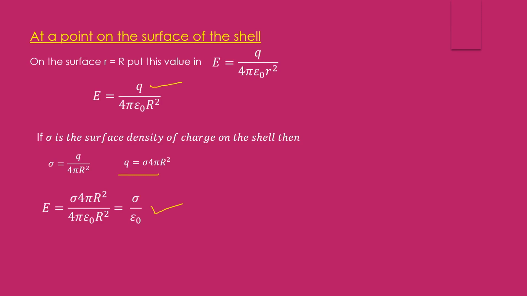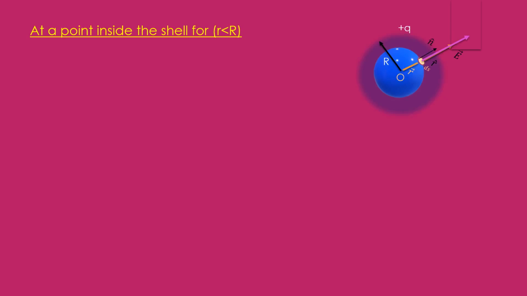Next is at a point inside the shell, when the observation point lies inside the spherical shell. Now here the Gaussian surface is inside the shell. This is our observation point P, which lies inside the shell, and capital R is the radius of the shell.